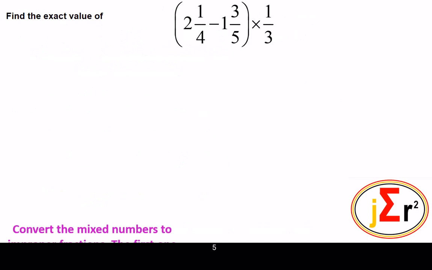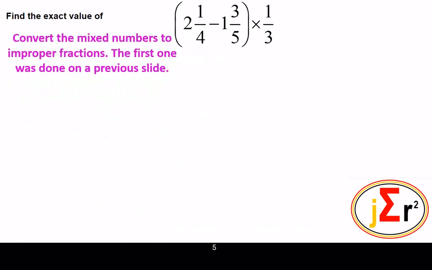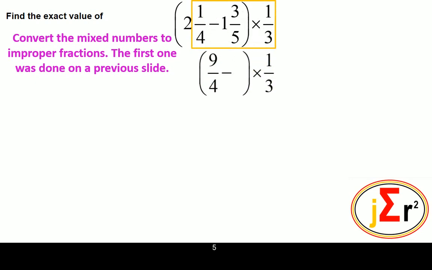Let's go. Convert mixed numbers to improper fractions. We have those there. The first one was done on a previous slide. I hope that you remember, and if not, we can rewind to the beginning of the audiovisual where we actually did one of them. So this one was already converted to an improper fraction. Let us do this one.